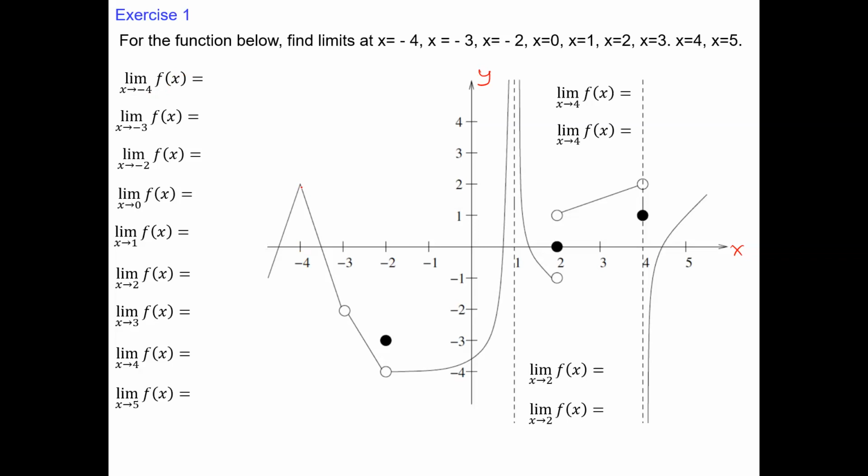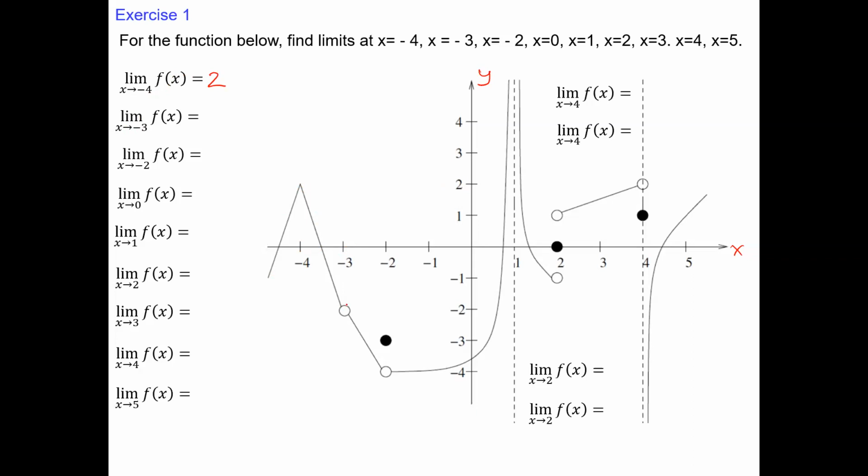At -4, the function is continuous. We can see no gaps, no jumps, no asymptote. Then if we have continuity, the limit is the same as the value. The value is 2.